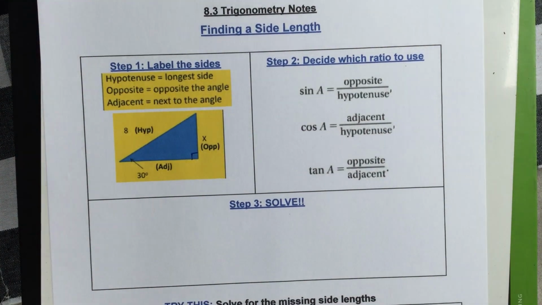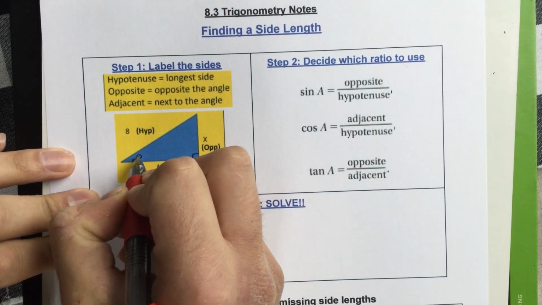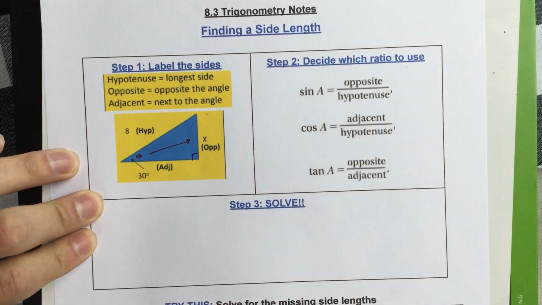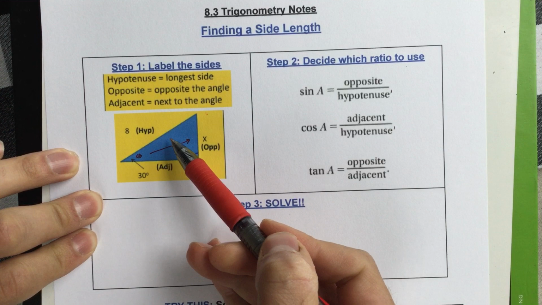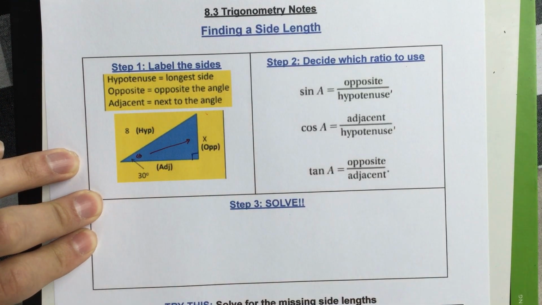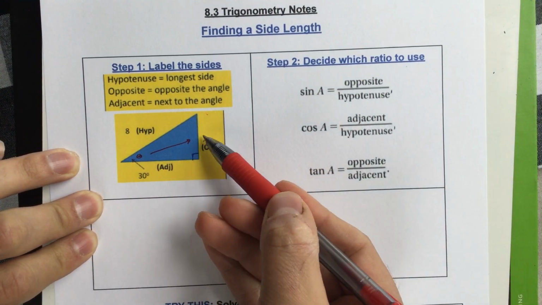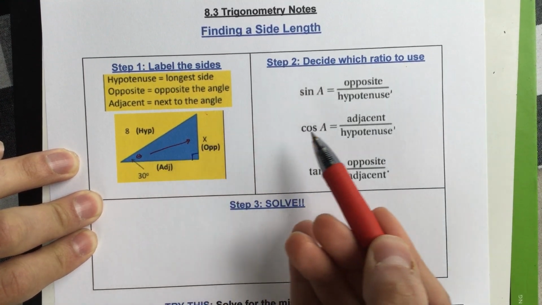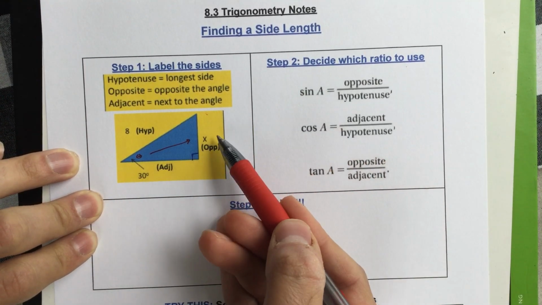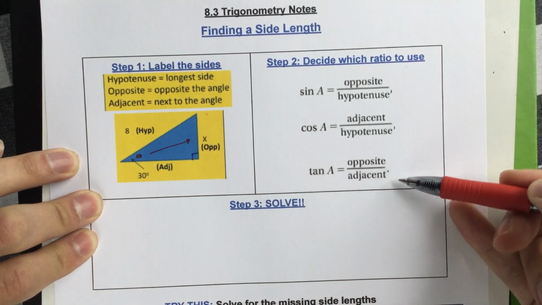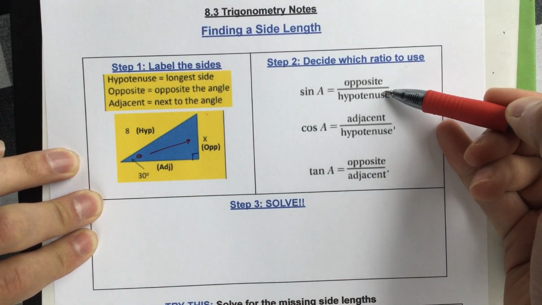So our opposite from our theta is the side length across. Hypotenuse is always going to be across from the right angle, and the adjacent will always be next to theta. So looking at this, I need to find out what this missing length is, and I know the hypotenuse. So I want to use a trig ratio that uses the opposite and hypotenuse. And as you can see here, here's our trig ratios, opposite and hypotenuse length.